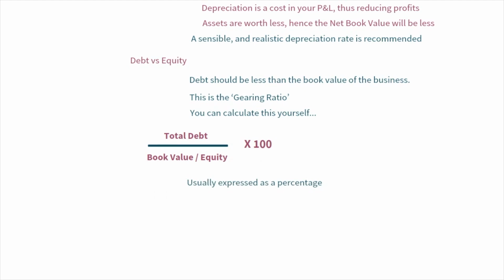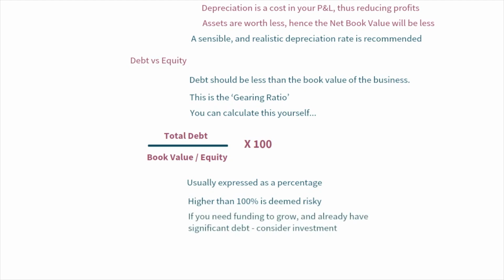If or when debt does exceed book value or equity, it can suggest that the business is under pressure and that much of its profits are going to service the debt reduction. A gearing ratio of higher than 100% is generally deemed risky. If your business clearly needs increased funding to grow it to the next stage and already has significant debt, then consider investment, which does not accrue interest or require capital repayment.